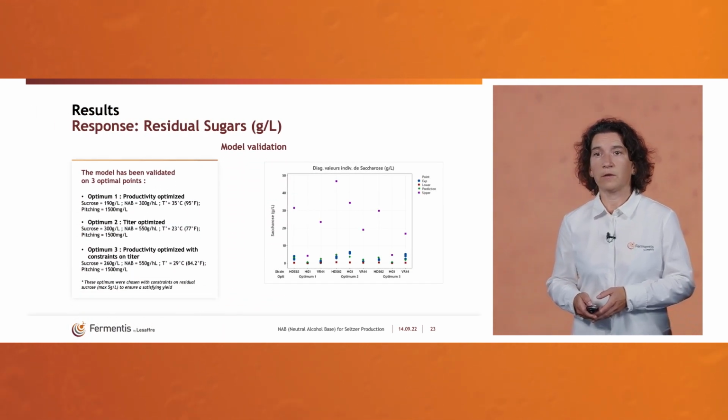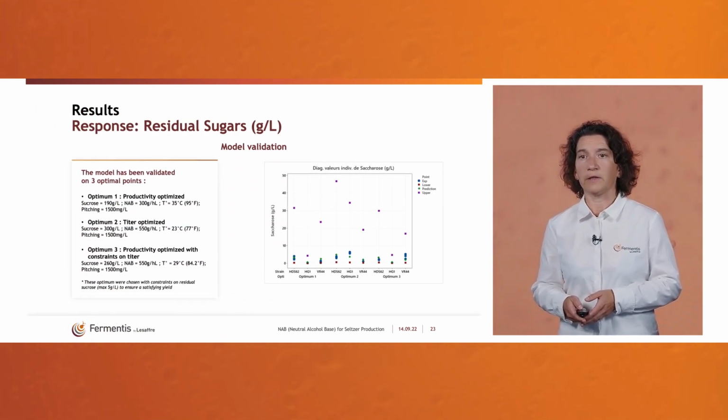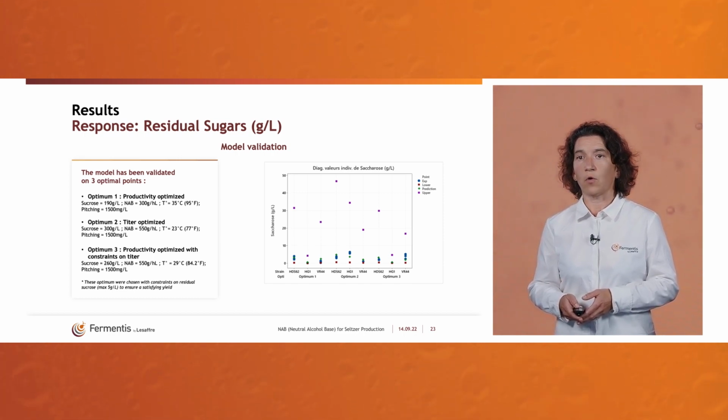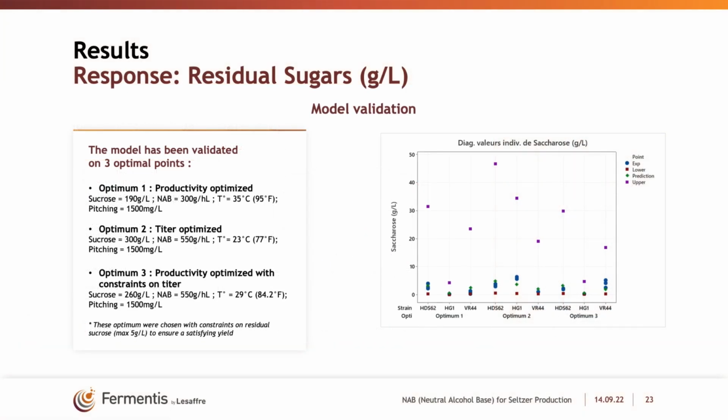So, like for the ethanol production, we also have to validate the model based on the residual sugar. So we also selected different optima at different parts of the model. One for the productivity, one for the titer, and another one with the productivity linked to the production of ethanol.